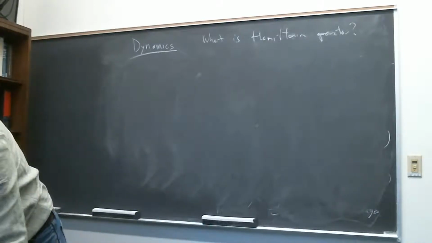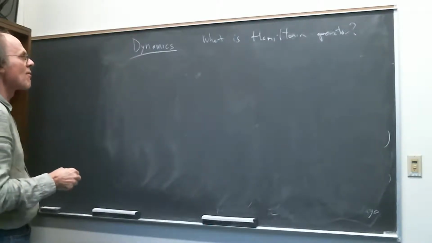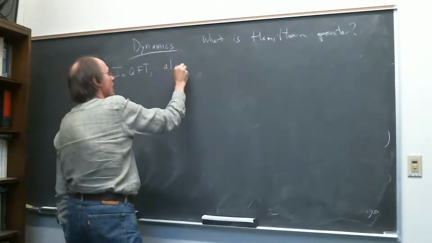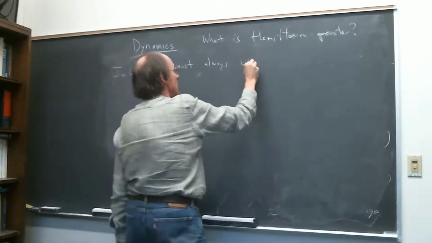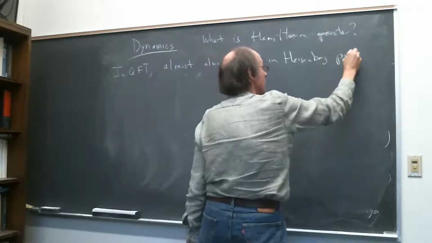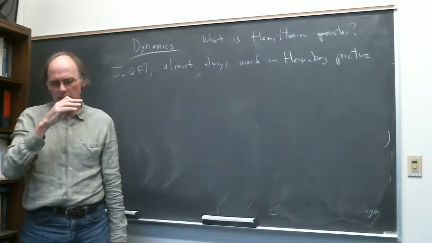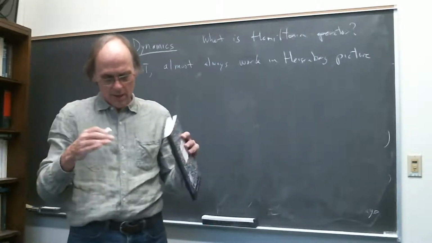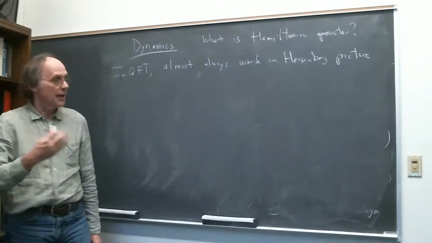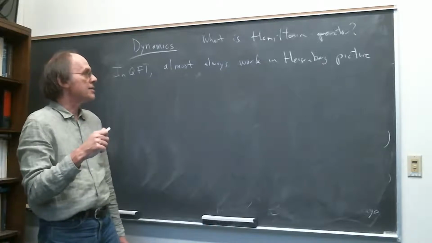Okay, so let me just say this. In QFT you almost always work in the Heisenberg picture. In most of a standard course in non-relativistic quantum mechanics, you think about the state at some time, the Schrodinger equation tells you what it is at a later time, and you think in terms of time-varying states. The basic problem in QFT is that the states are very complicated to describe.